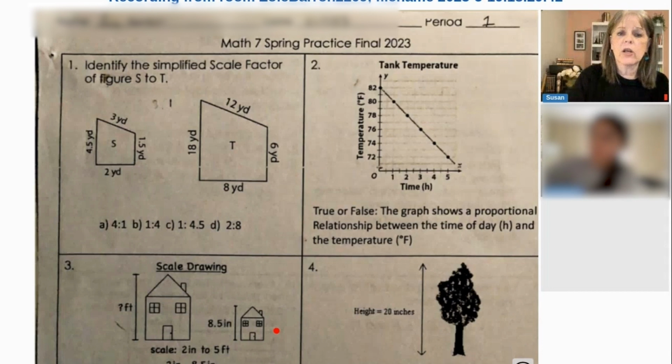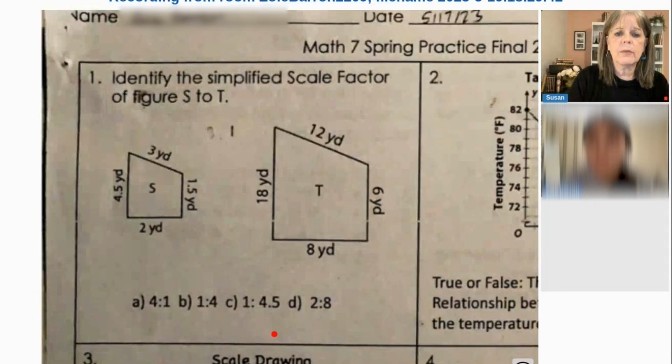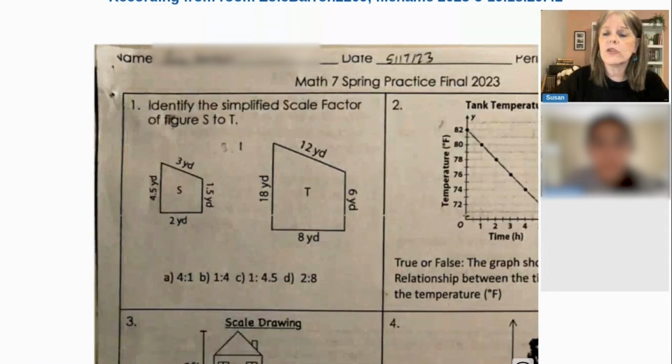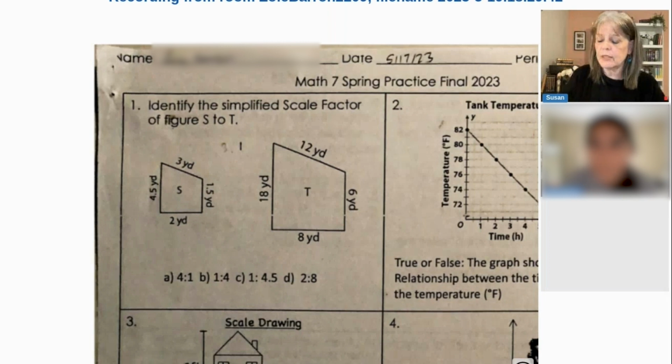Okay, good. So let's just take a look then one at a time. So number one, identify the simplified scale factor of figure S to T. The simplified scale factor? What's that? Okay, a scale means, okay, here's an example of scale.